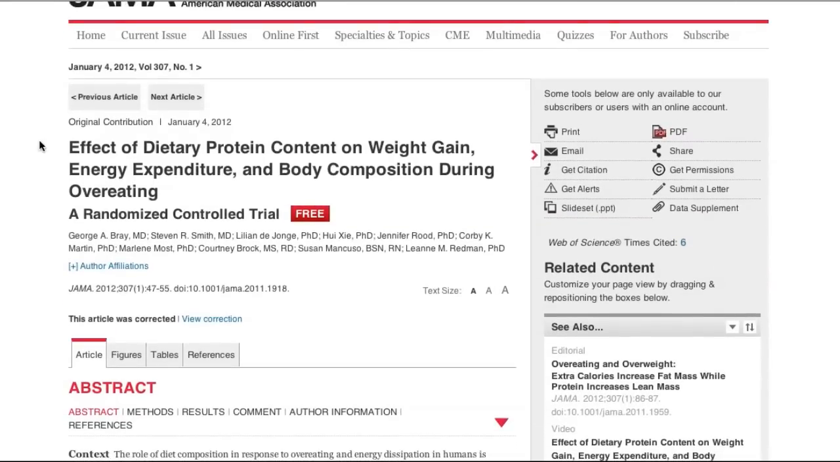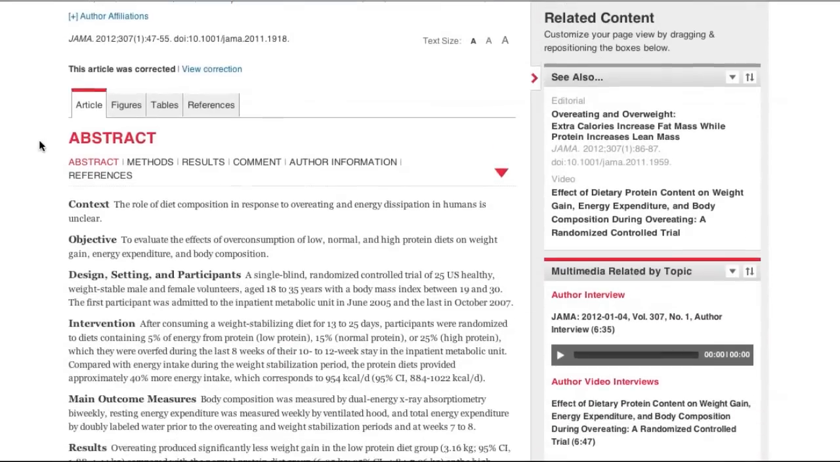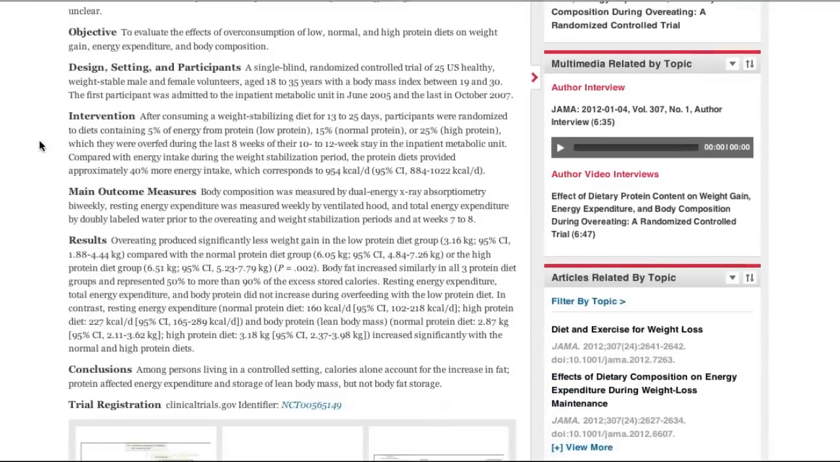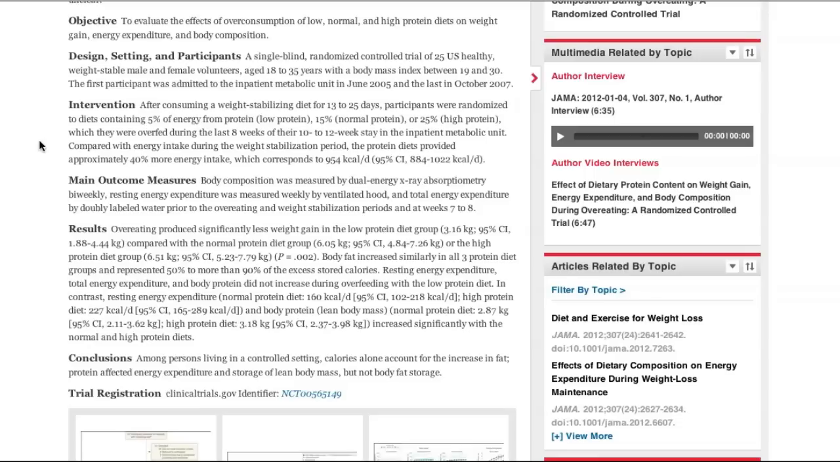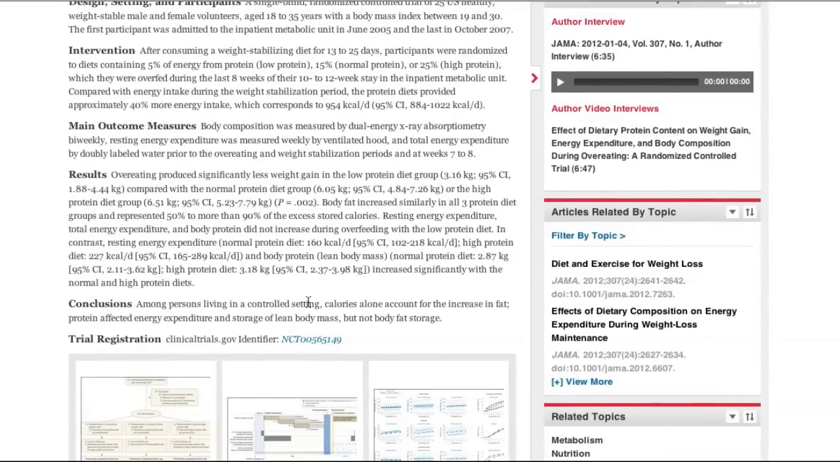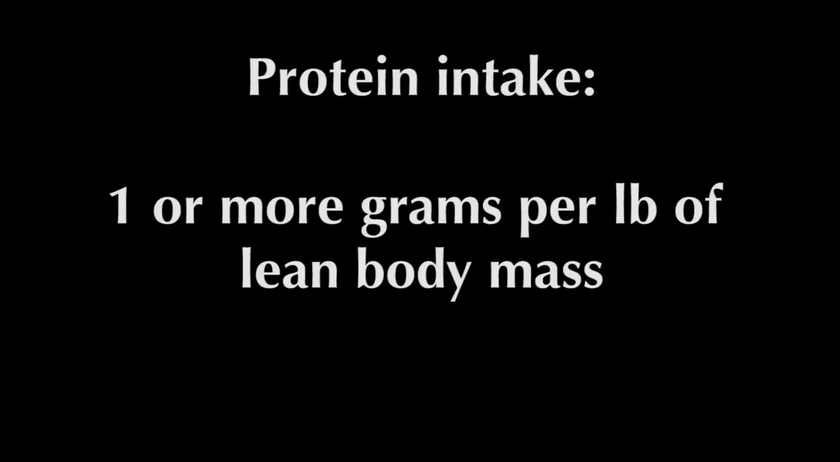An article in the Journal of the American Medical Association did a single-blind, randomized controlled trial of 25 U.S. healthy, weight-stable male and female volunteers, aged 18 to 35 years, with body mass index between 19 and 30. Studies ran between June 2005 and October 2007. It concluded that in a caloric surplus, subjects produced significantly less weight gain in the low-protein diet group than the normal and high-protein diet group. Among persons living in a controlled setting, calories alone account for the increase in fat. Protein affected energy expenditure and storage of lean body mass, but not body fat storage.